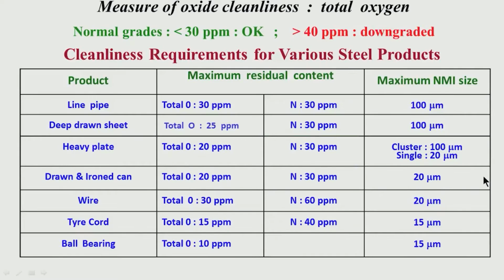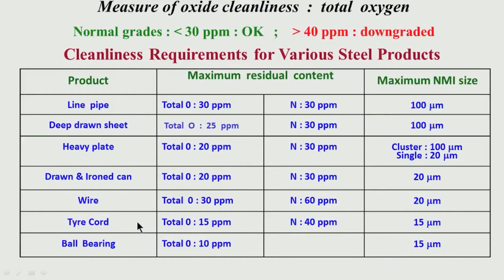Why finer size? Because as you are going to very thin dimension in the product, whether it is thin sheet or thin wire, even slightly larger inclusion will show up on the surface during processing, during rolling. So, we have to be very careful of the size of inclusions in these grades of steels. So, drawn and ironed can, total oxygen less than 20 ppm, nitrogen 30 ppm max, inclusion size 20 micron max. Then, as I was telling you, another important steel product, total oxygen 30 ppm, nitrogen somewhat higher is allowed, 60 ppm, inclusion size is 20 micron.